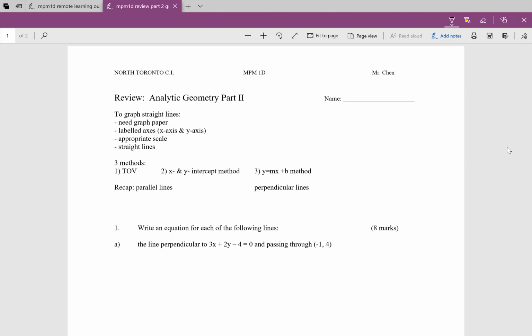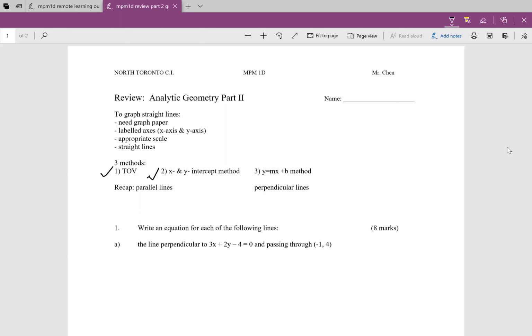And again, in the other video, I talked about the 3 graphing methods to graph straight lines. As a recap, one more time, in order to graph straight lines, we need graph paper. We need to label those axes. We need an appropriate scale. And definitely, we're going to be using straight lines. As a recap, table of values method requires some algebra. It is lengthy, it takes a while, but it's pretty straightforward. A lot of you understand. Choose some values for x and find the outputs or the y values.